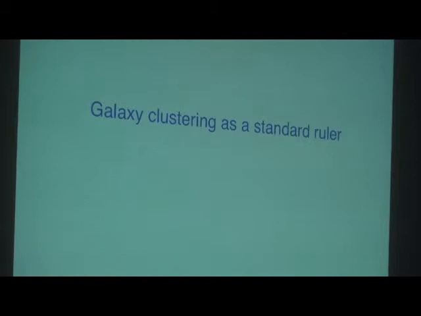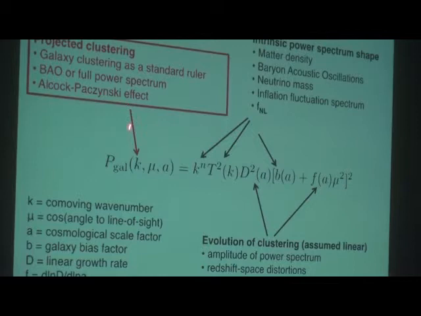Okay. 10 minutes left. Time for one more topic. Galaxy clustering is a standard ruler. So I want to now look at the projected clustering. I want to look at these terms here.